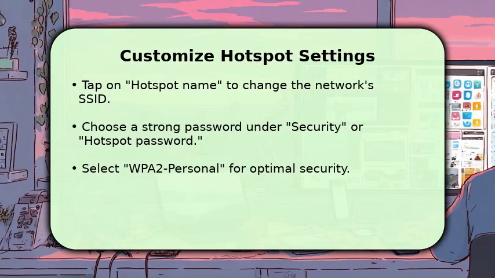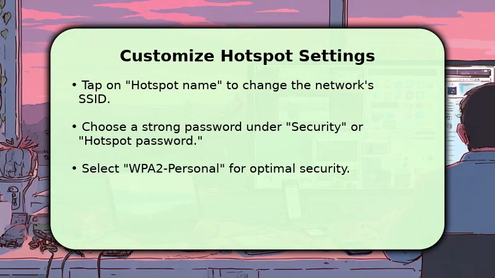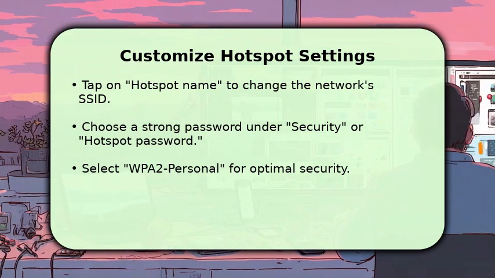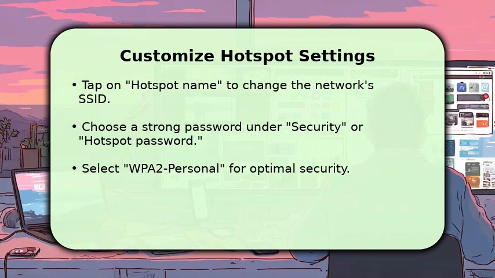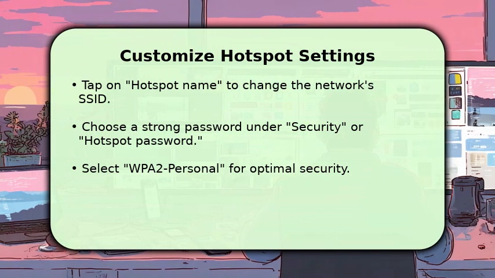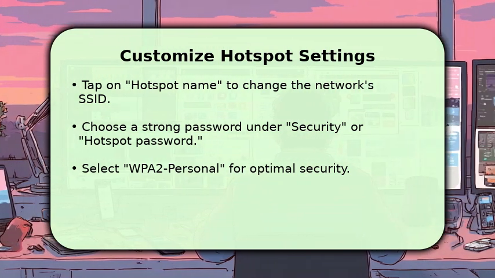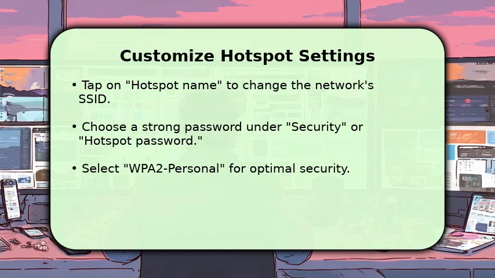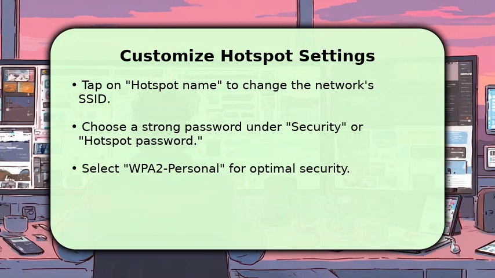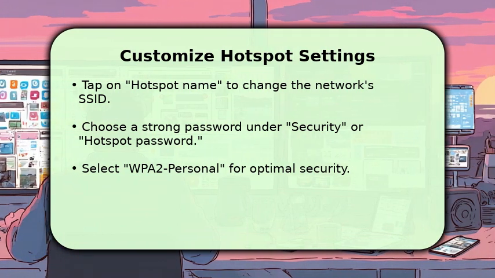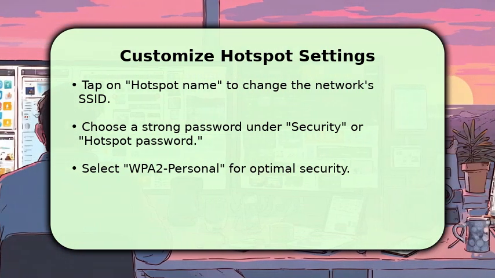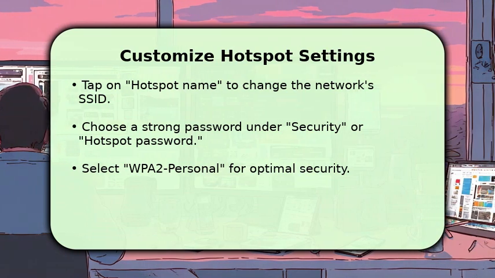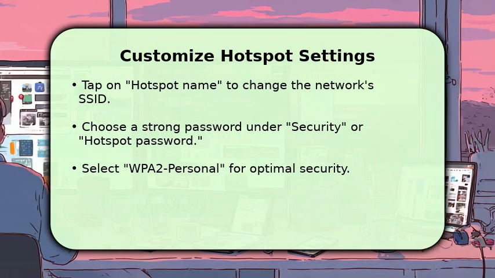Now that your hotspot is active, let's customize its settings for better security and ease of use. Tap on Hotspot Name to change the network's identifier to something memorable. It's crucial to choose a strong password under Security or Hotspot Password, ideally using WPA2 Personal for optimal protection. You can also set a data limit, perhaps 5 GB, to manage your mobile data consumption effectively.